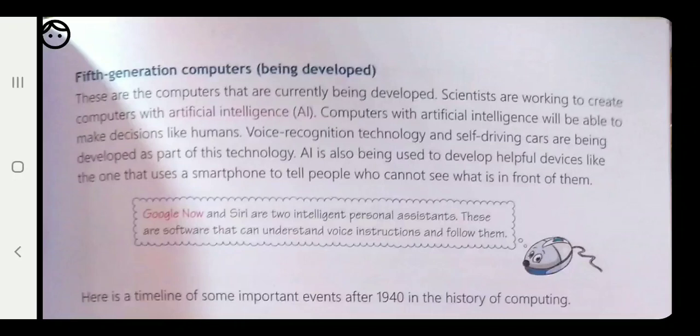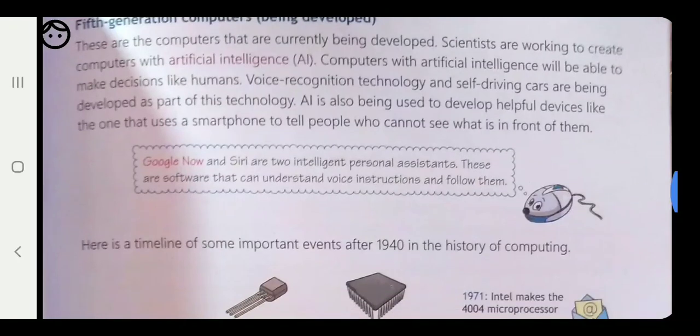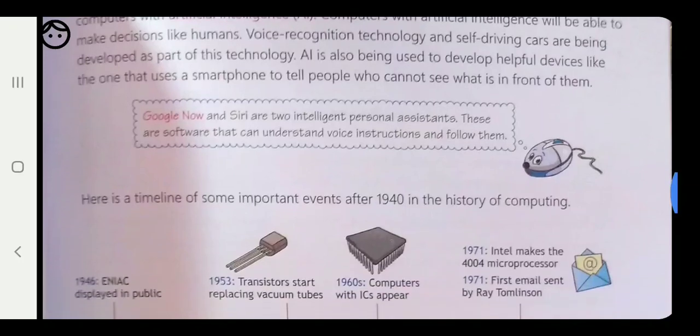Computers with artificial intelligence will be able to make decisions like humans. Voice recognition technology and self-driving cars are being developed as a part of this technology. AI is also being used to develop helpful devices, like one that uses a smartphone to tell people who cannot see what is in front of them.